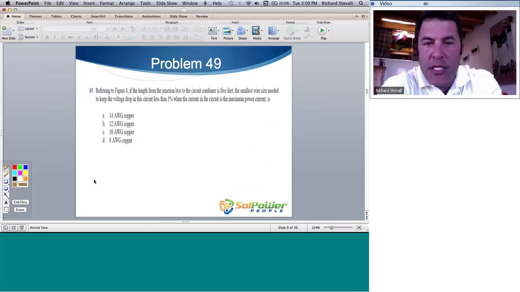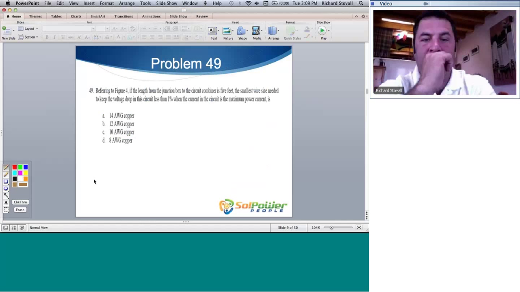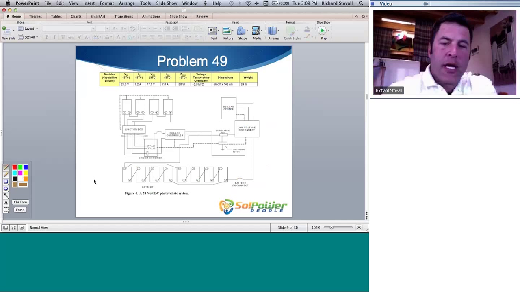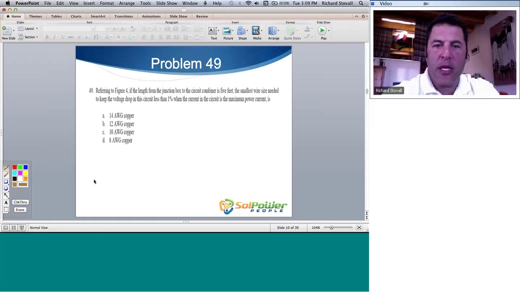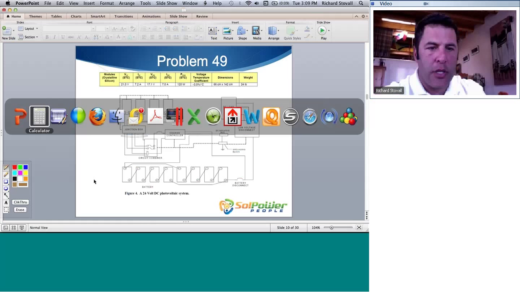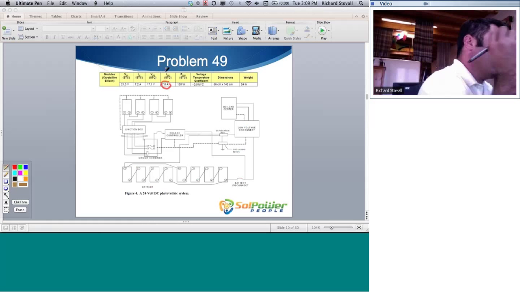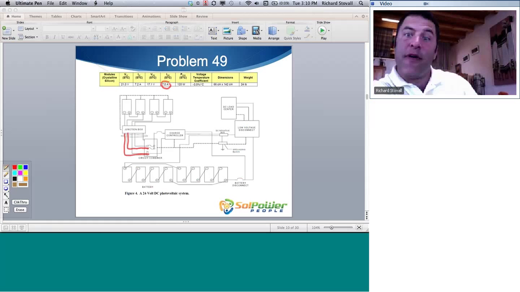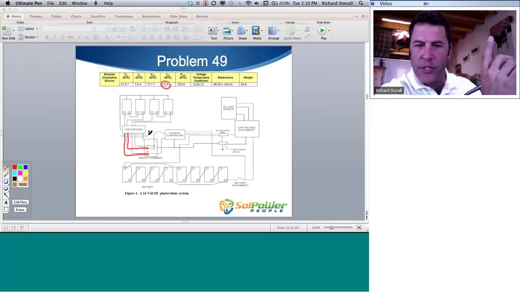Okay, so 49, referring to figure 4. If the length from the junction box to the circuit combiner is 5 feet, the smallest wire size needed to keep the voltage drop in this circuit less than 1% when the current in the circuit is the maximum power current is what? Okay, so here we're talking about the same circuit, essentially, but the difference is, I'll make it a little more clear. IMP is 7 amps. We're talking about the junction box to the combiner box, so it's that circuit. This time it's 5 feet instead of 60 feet, and this time it's 1% voltage drop instead of 2% voltage drop.